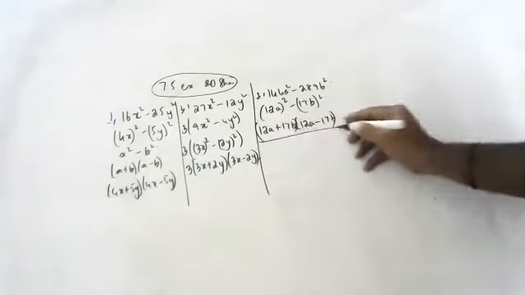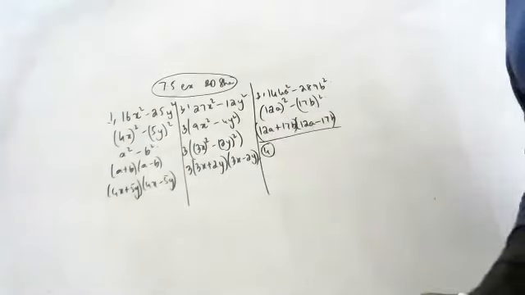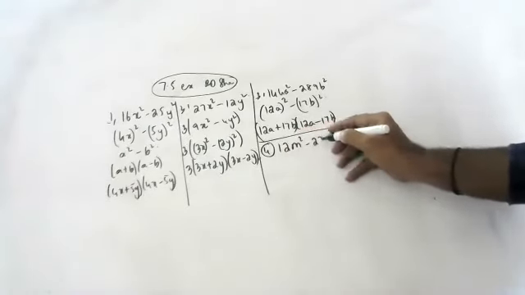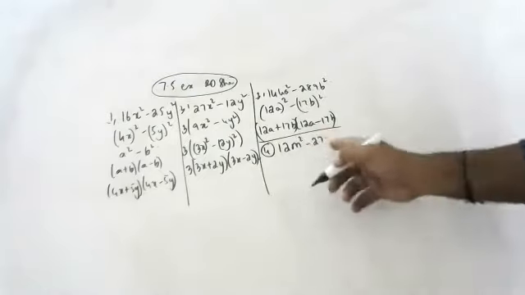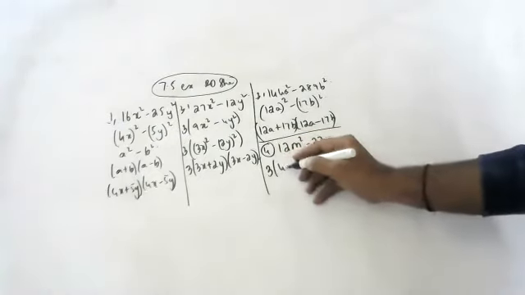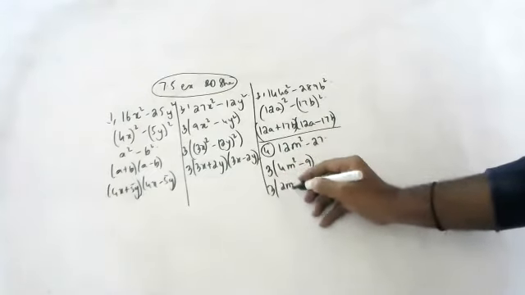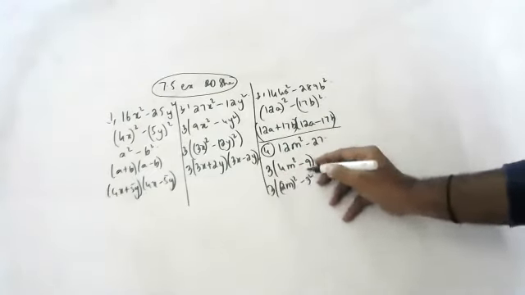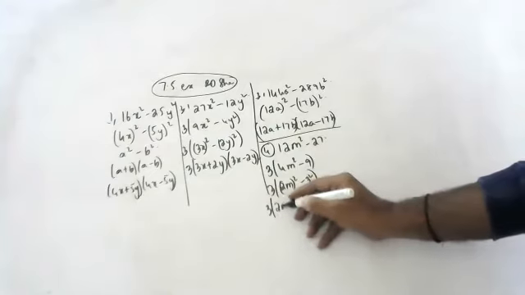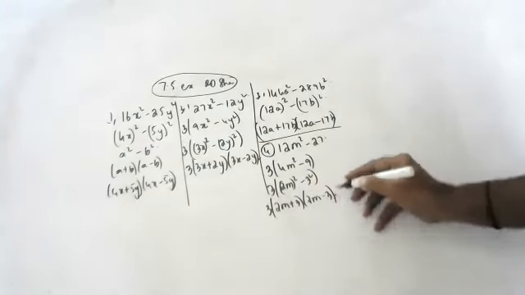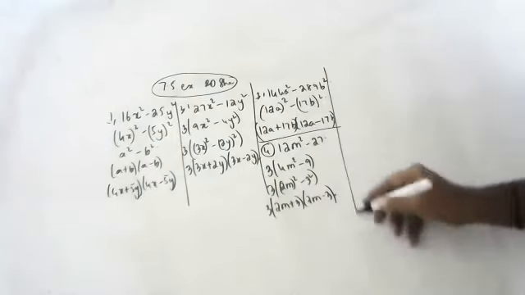Next question also you want to say. 12m square minus 27. Take 3 common. 3 into 4m square minus 9, and 3 into 2m whole square minus 3 square. 3 into 2m plus 3 into 2m minus 3.